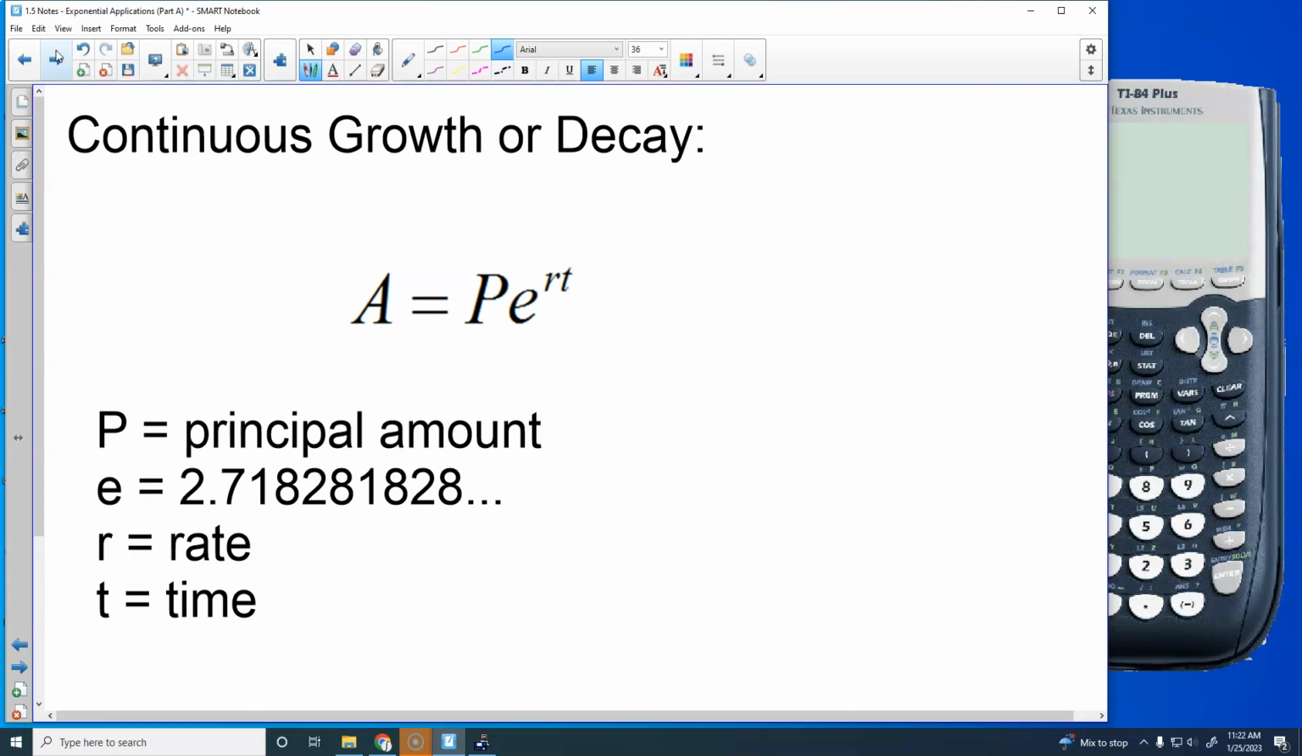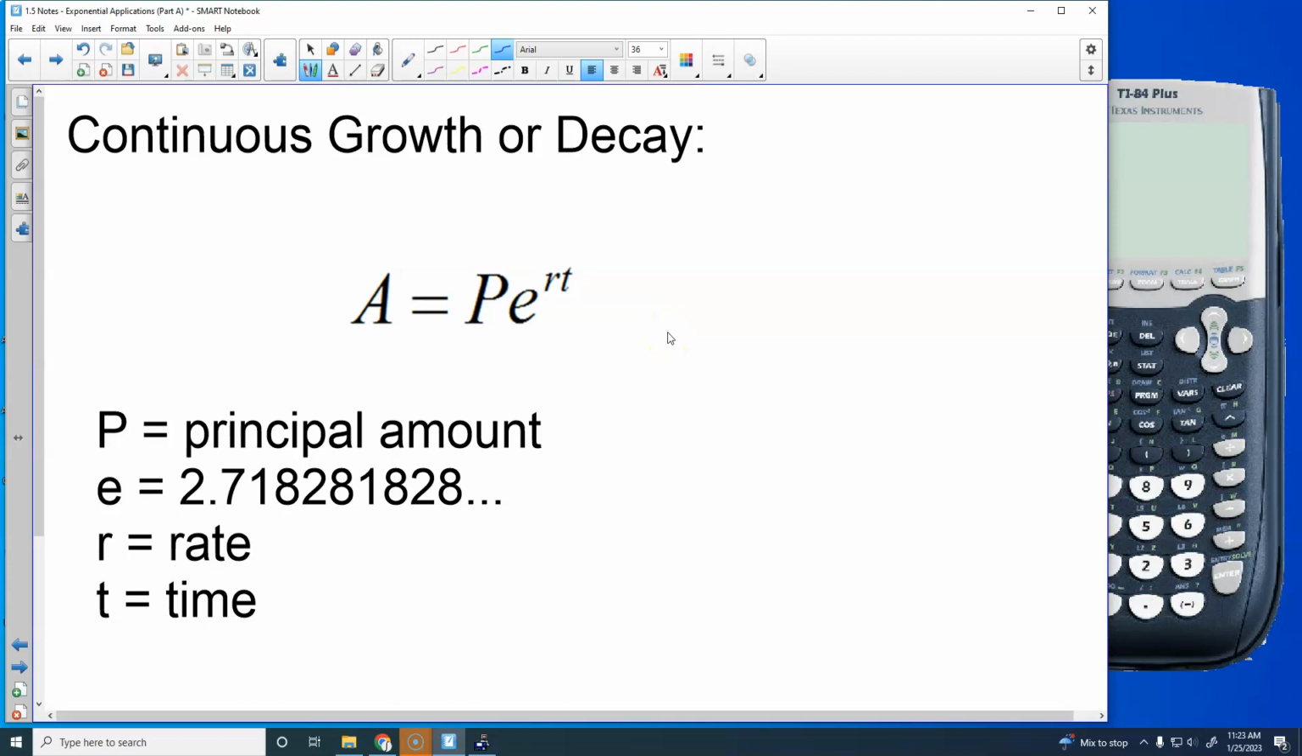Daily is the most you really need to know. But we could do hourly, every minute, every second, every nanosecond. Eventually, continuously would mean it's just compounded all the time, right? That's what you would eventually get to. So I will go through and try to explain where e comes from a little bit more. But if you're going to have continuous growth or decay, you want to use this formula.